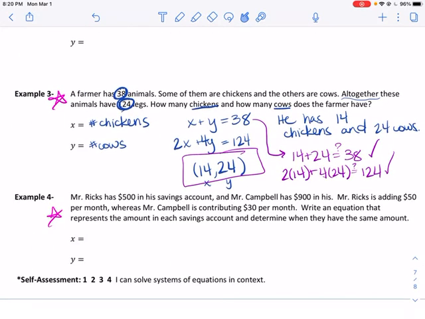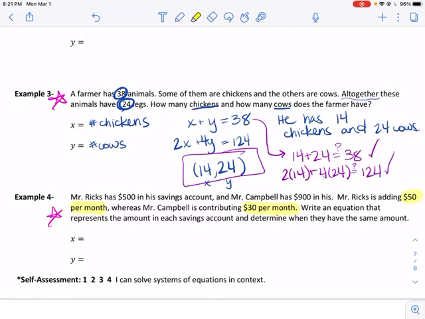This one's going to be different. Mr. Ricks has $500 in his savings account and Mr. Campbell has $900 in his. Mr. Ricks is adding $50 per month. Ooh, I see a per month. That gives me a clue that this might be a rate of change. Whereas Mr. Campbell is contributing $30 per month. Write an equation that represents the amount in each savings account and determine when they have the same amount. That was kind of a lot.